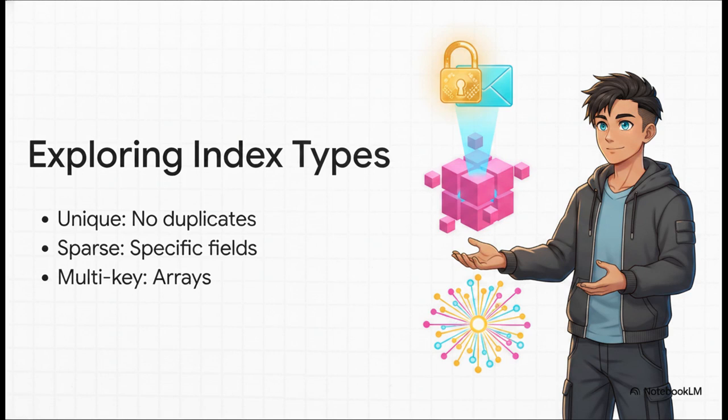The lab notes detail 3 major types of these fast lanes. A unique index forces a strict rule, saying no 2 documents can have the same value here, which is perfect for things like user email addresses. A sparse index is incredibly efficient. It only indexes documents that actually contain a specific field, saving tons of memory. And a multi-key index is just fascinating. It actually indexes elements inside an array, meaning searching through a massive list of restaurant reviews becomes lightning fast.